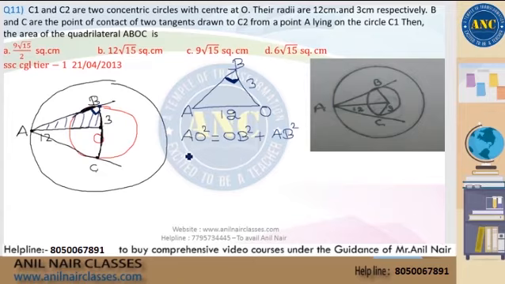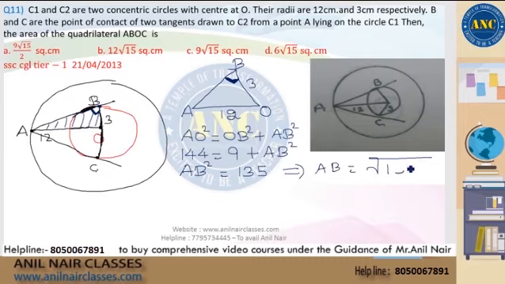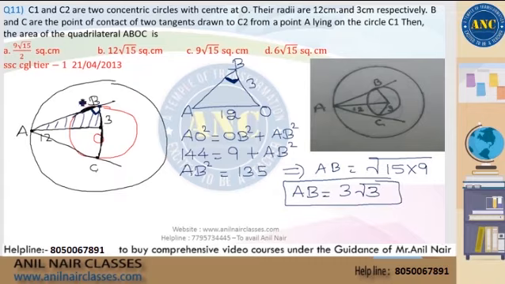That means AO square is 144, OB square is 9. So AB square is what I need to find. AB square is 144 minus 9, which is 135. So AB is square root of 135, which is 15 into 9. Square root of 9 is 3. So AB value is nothing but 3 root 3. That means this particular value is 3 root 3, which is known to us.